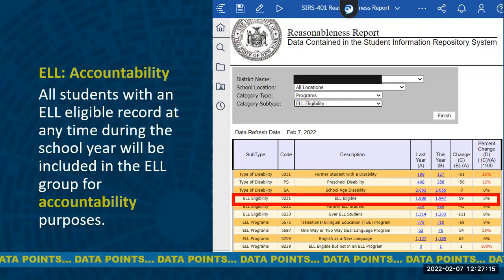All students with an ELL eligible record at any time during the school year will be included in the ELL group for accountability purposes. To clarify, this doesn't mean students eligible only before BEDS Day or only after BEDS Day, or just before or after a data pull. This means that if a student had an ELL eligible record at any time in the school year, they will be included in your accountability counts for the school year.